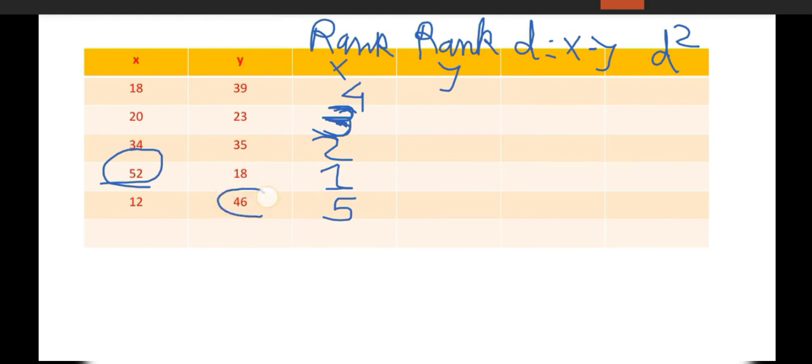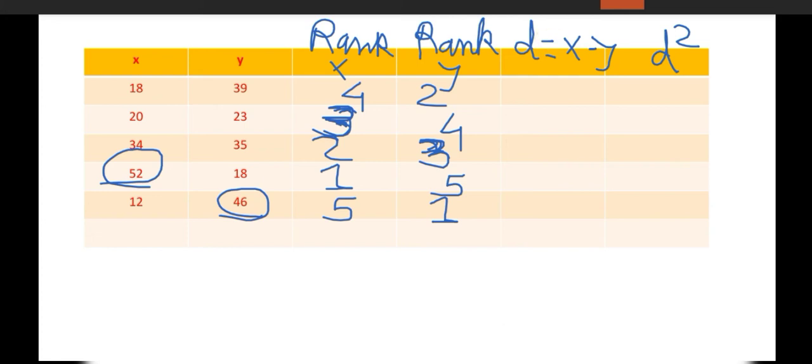Same way for y, we have the highest value, which is 46, so this will be rank 1. Then 39, which will be rank 2. Then we have 35, rank 3. Then we have 23, give it rank 4, and 18, rank 5.